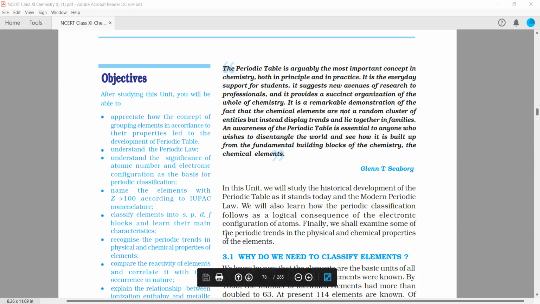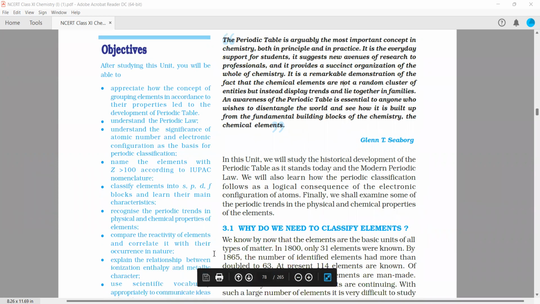Name the elements. Then we will classify elements into s, p, d, f blocks and learn their main characteristics. Since we have divided the whole periodic table into 4 parts, the s block, p block, d block and f block, what are their main characteristics and why have we divided it into such blocks? We will also recognize the periodic trends in physical and chemical properties of the elements, compare the reactivity of elements and correlate it with their occurrence in nature.